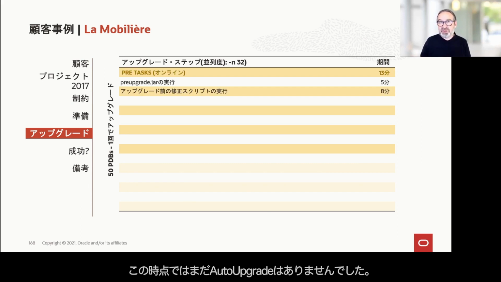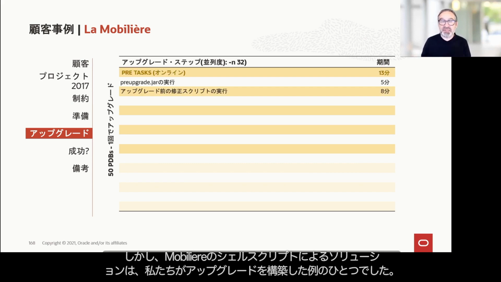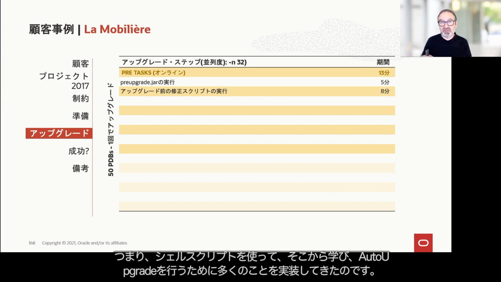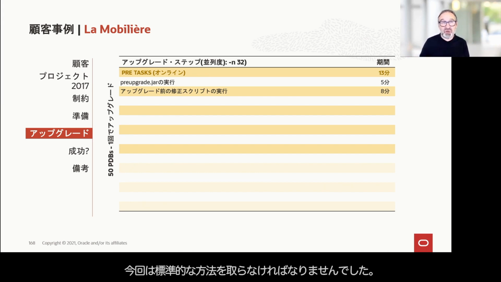At this time, there was no AutoUpgrade yet, but Mobiliar's shell script solution was one of the examples we built AutoUpgrade for. So, the leading examples: we got that shell script and we learned from it and implemented a lot of the things into AutoUpgrade. At this time, we had to go the standard way.